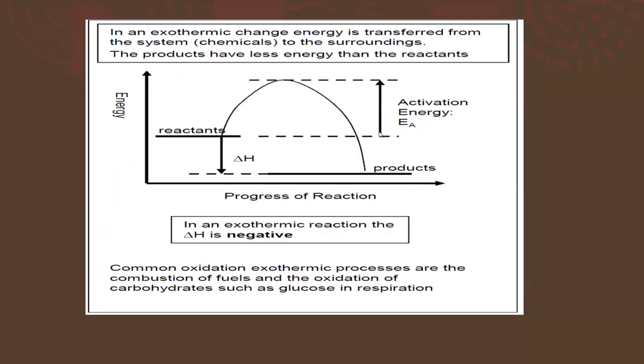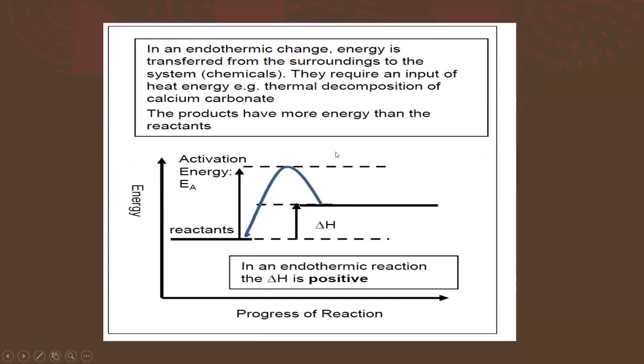So for an exothermic reaction, enthalpy change will be negative and activation energy will be positive. Whereas for an endothermic reaction, the activation energy as well as the enthalpy change will both be positive. Then how can you identify? There are some common reactions you can simply identify as exo and endo.